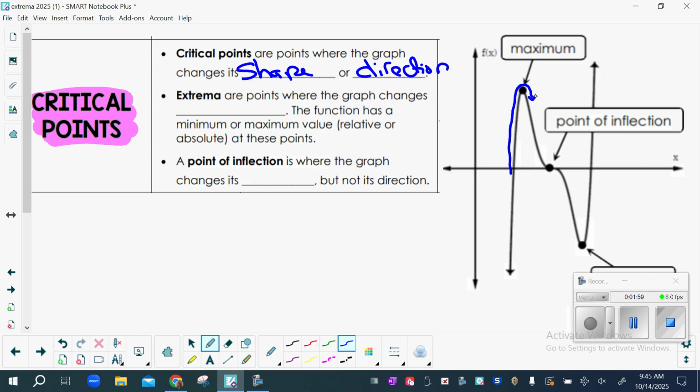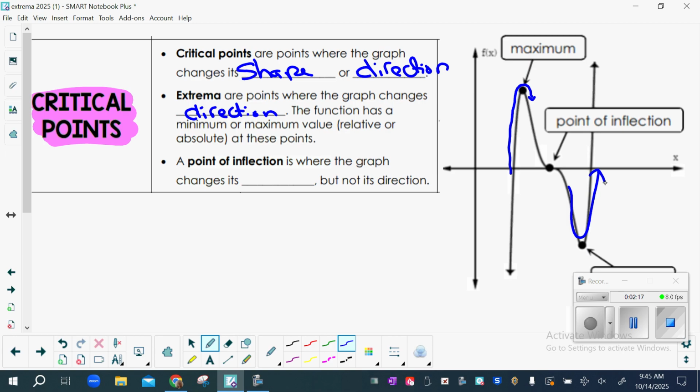Extrema are where you change direction. And on a roller coaster, they're the best part, right? So if you're going down here on the roller coaster, woo, you love that part, right? That's where you change direction. And that's called extrema, right?